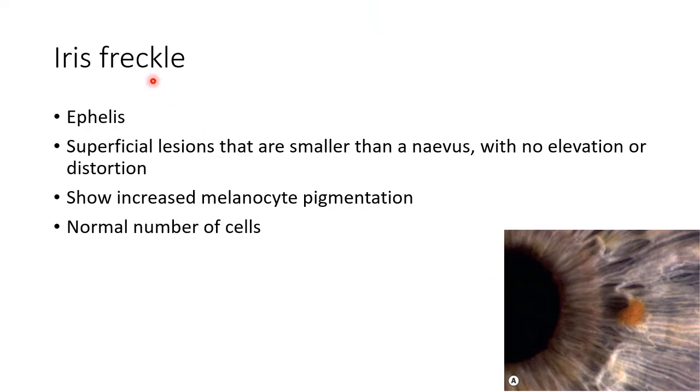Now let us discuss about iris freckle. It is also known as ephelis. These are superficial lesions that are smaller than a nevus with no elevation or distortion, as you can see in this picture. They show increased melanocyte pigmentation, and the number of melanocytes is normal. That is, there is no increase in the number of melanocytes.